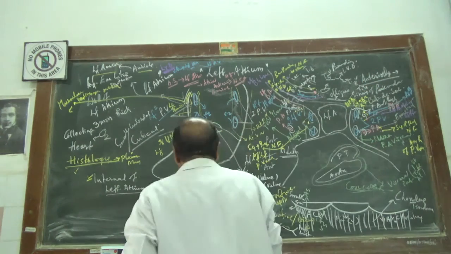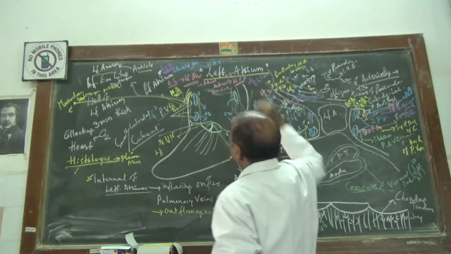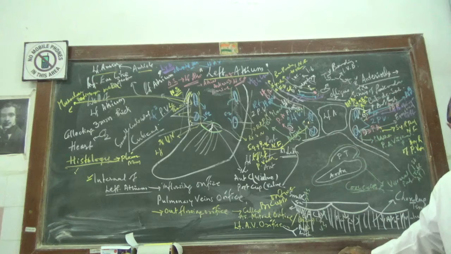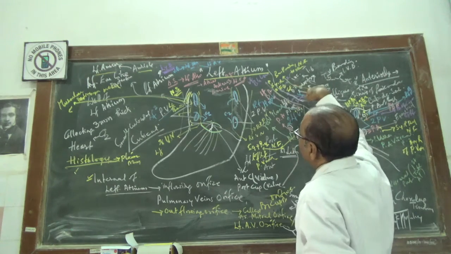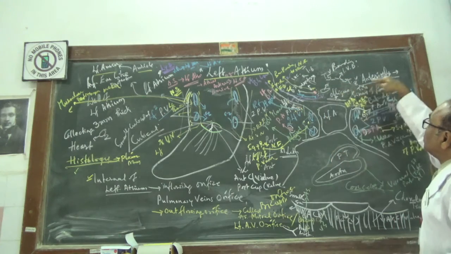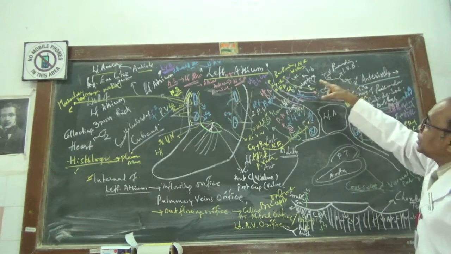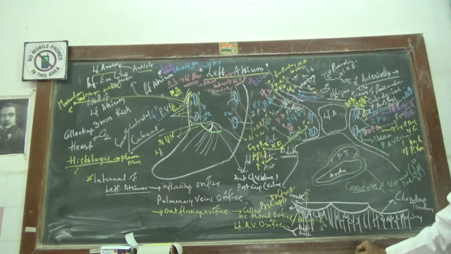Now coming to the nerve supply. The nerve supply for the left atrium is by the sympathetic and the parasympathetic. Sympathetic is from the segmented part, the thoracic spinal nerves, 5th to 8th in the recumbent position, and in the erect position 6th to 9th thoracic spinal nerves. Then the parasympathetic is the vagus, right and left vagus.